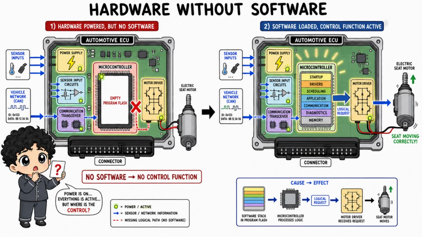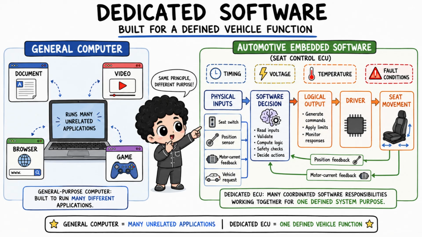Automotive embedded software is what turns that collection of electronic components into a vehicle function. The word embedded means that the software is built into a dedicated electronic system. Unlike a general computer application, it is usually designed for a defined set of responsibilities. It reads vehicle inputs, makes decisions, controls outputs, exchanges information, and responds to faults within specified timing and operating conditions. The software in an ECU is not simply one large C program. It is a coordinated system containing several types of software and data, each with a different responsibility.